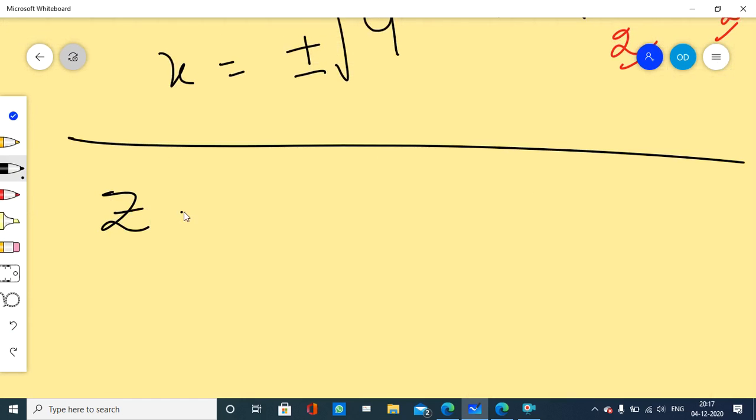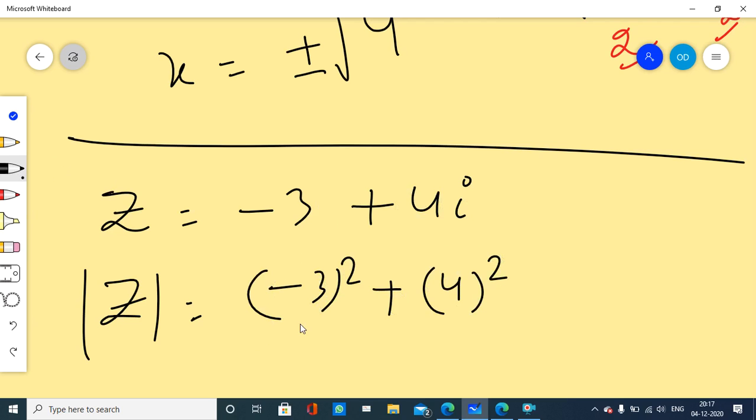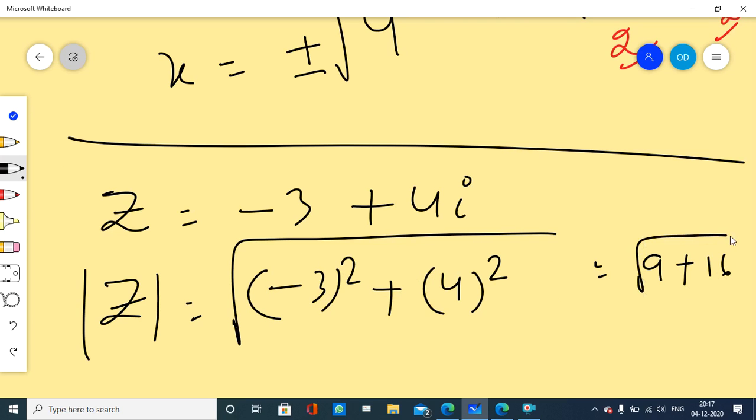Suppose I give you a complex number z is equal to minus 3 plus 4i and I ask you to find its modulus. So what? Square of the real part, what is the real part here? Minus 3. So minus 3 squared, plus the square of the imaginary part. What is the imaginary part here? 4. So 4. Then take the square root. Okay. So the square of minus 3 is 9. The square of 4 is 16. This is the square root of 25.